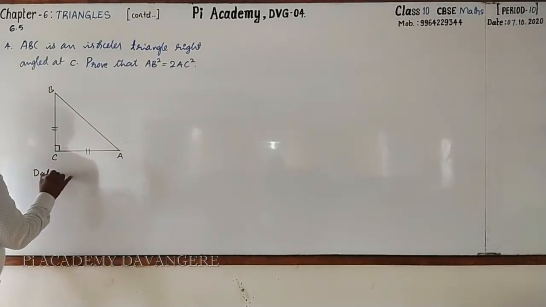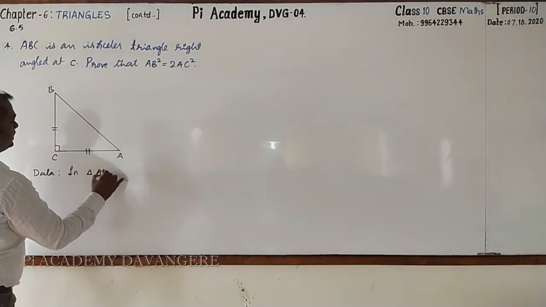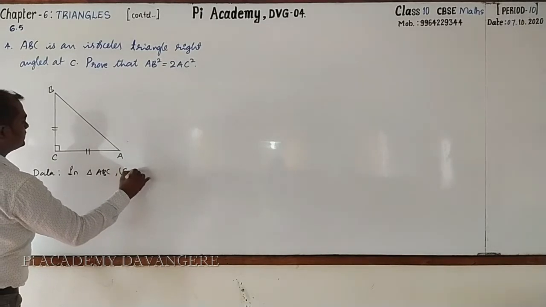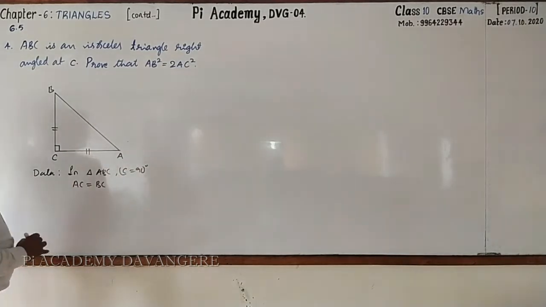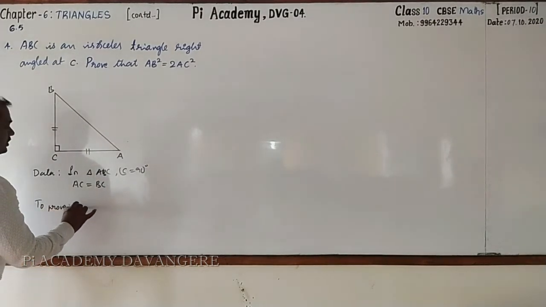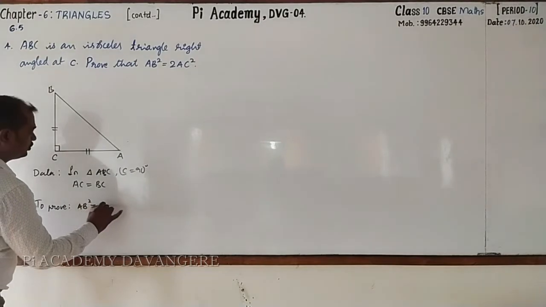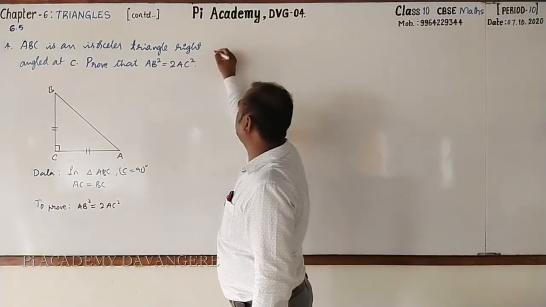First data, in triangle ABC, angle C is 90 degree, then AC equal to BC. Next, to prove, we are going to prove that AB square equal to 2AC square. Written up? Okay, write the proof with me.